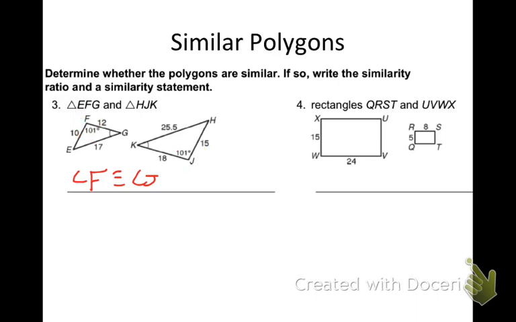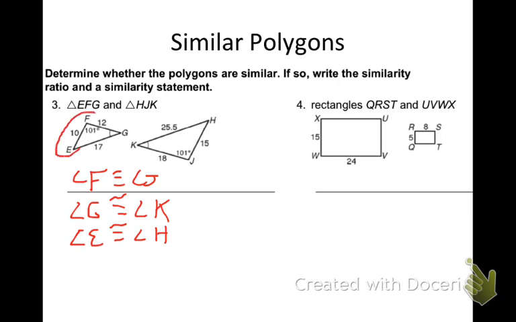What else do I know about the angles? What about angle G, Mats? Angle G is the same as? Well, if I have 2 angles the same, are the third angles the same then? Yes. What's angle E going to be the same as? Angle H. So I have all the angles the same. Great. Well, let's look at my side lengths now.